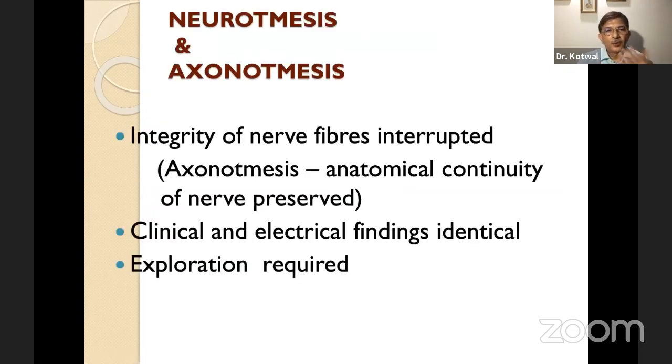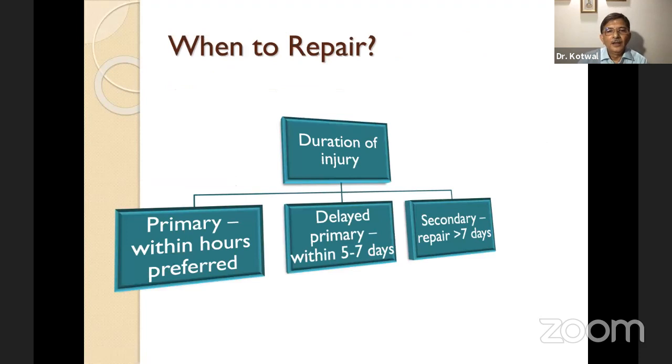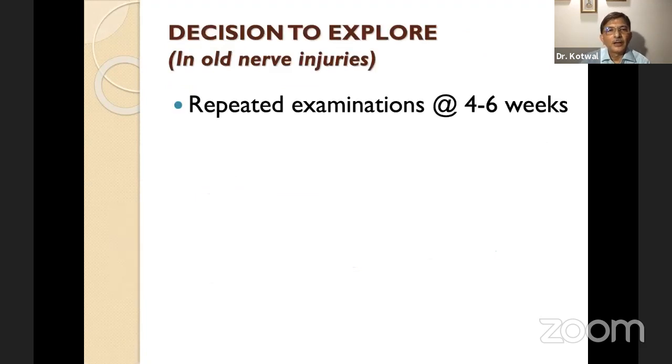This also has been talked about. Generally, neurotmesis will definitely require surgery, while one has to observe for axonotmesis. The indications would be a nerve known to be divided but not repaired, which obviously will require surgery, and fractures with open wound, which will require treatment for both the fracture as well as the nerve. The timing for the nerve repair has also been talked about by Dr. Dhal.